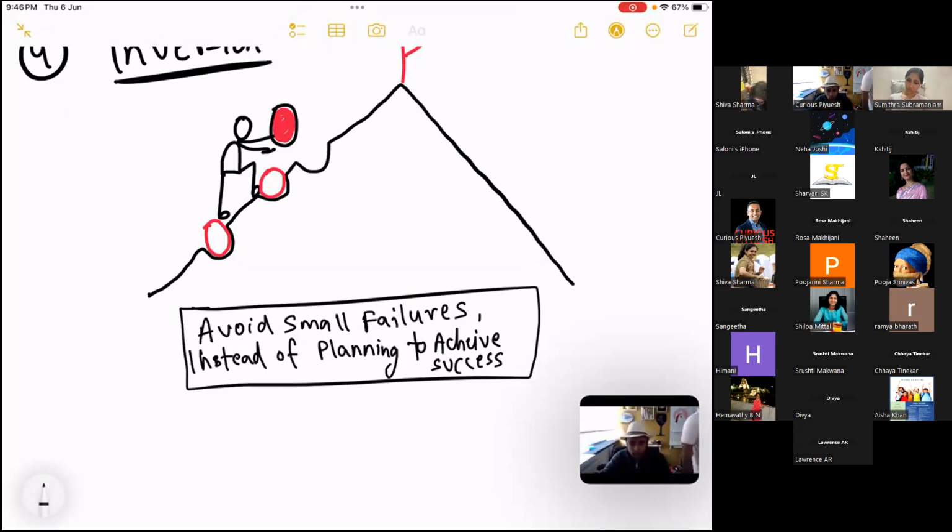Growth mindset. What is this growth mindset? Believe that abilities and intelligence can be developed through effort and learning. Embrace challenges and view failures as growth opportunity. Approach setbacks as learning experience and see feedback to improve continuously. It's a little generic.